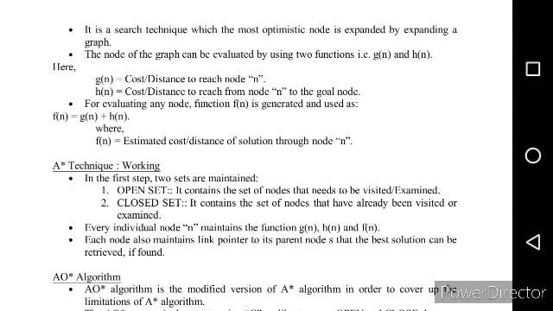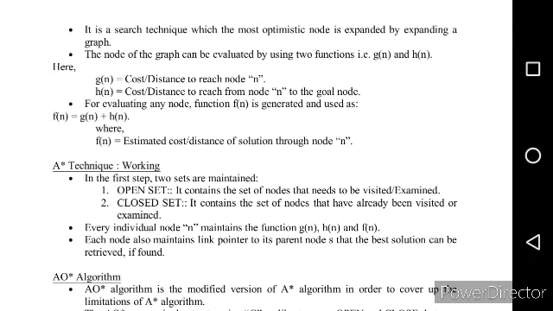A asterisk technique working. In the first step, two sets are maintained. Open set: it contains the set of nodes that need to be visited or examined. Closed set: it contains the set of nodes that have already been visited or examined. Every individual node maintains functions g of n, h of n and f of n. Each node also maintains a link pointer to its parent node so that the best solution can be retrieved and found.